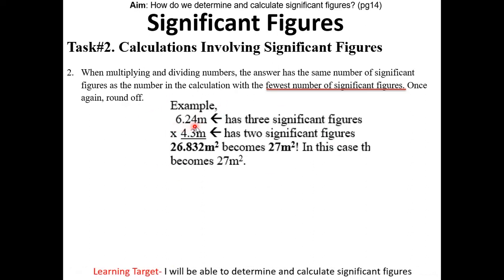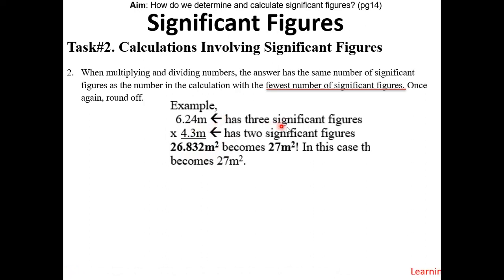If we have 6.24 meters times 4.3 meters, if you plug this to your calculator, you get 26.832 meters squared. If you notice, the first number has 3 sig figs and the second number has 2 sig figs. Since the second number has the least amount of significant figures, our final answer must have 2 sig figs. Okay, so you round the 26.832 to 2 significant figures. That's where we get 27 meters squared.